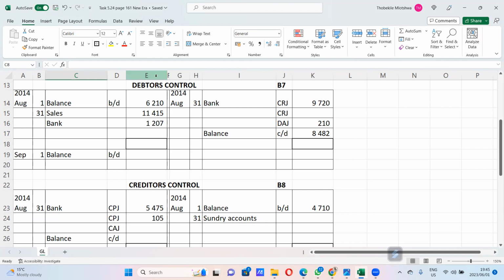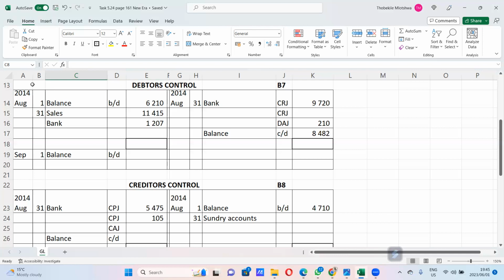Then the second thing you should know is the journals. What do you record in CPJ? What do you record in CRJ? What do you record in DJ, DAJ, CJ, CAJ? And then the general journal, which we of course know. We record anything, examples being errors and charging interest. Before they pay the interest, you need to charge it only. So those are the examples.